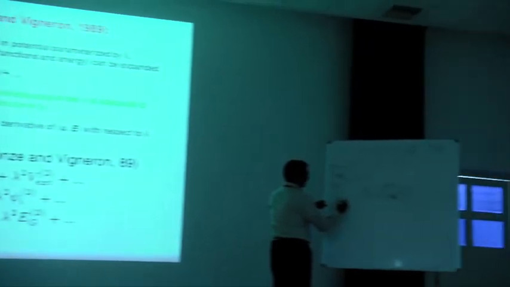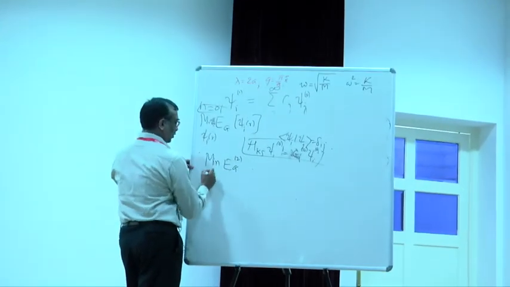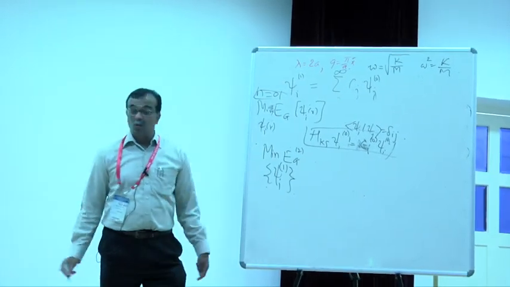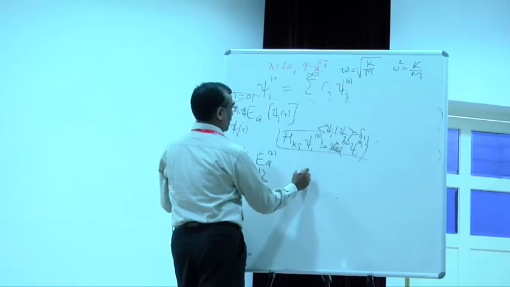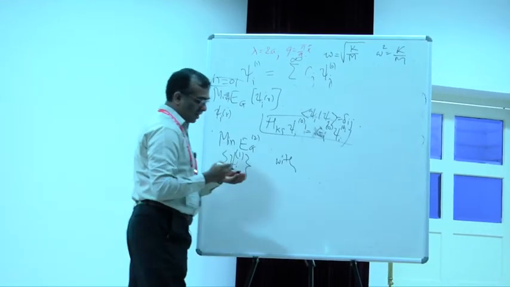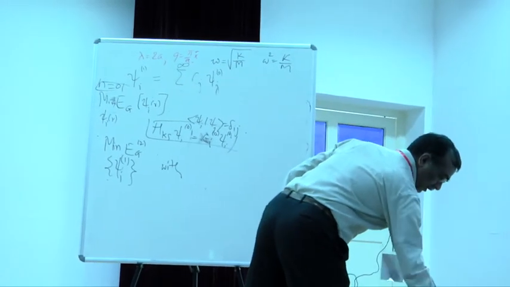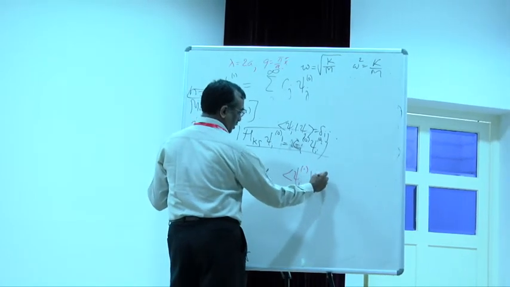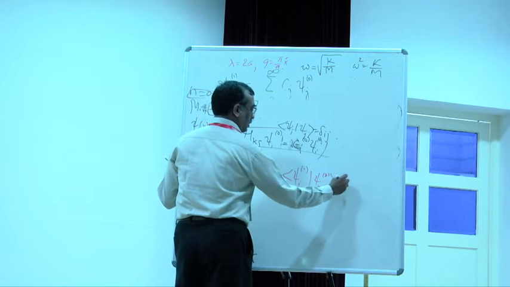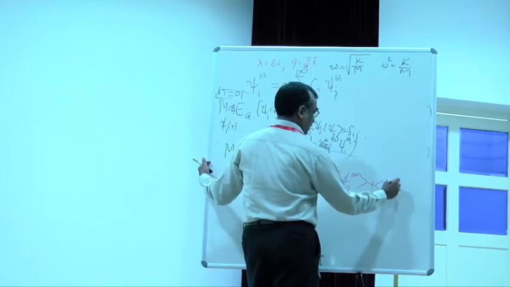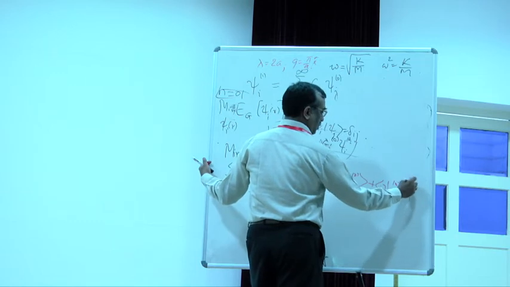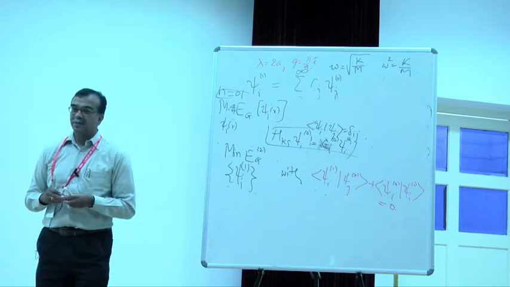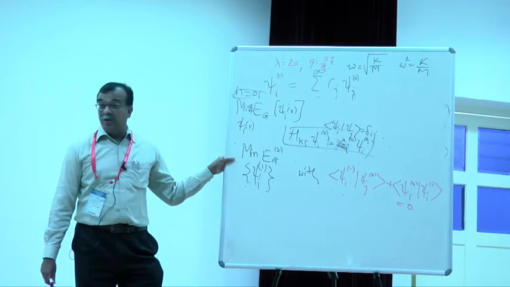If I minimize E_g2 with respect to psi I1 with the orthonormality constraint, see, here the orthonormality constraint was given by this. Here the orthonormality condition is this principle. Very powerful idea again.